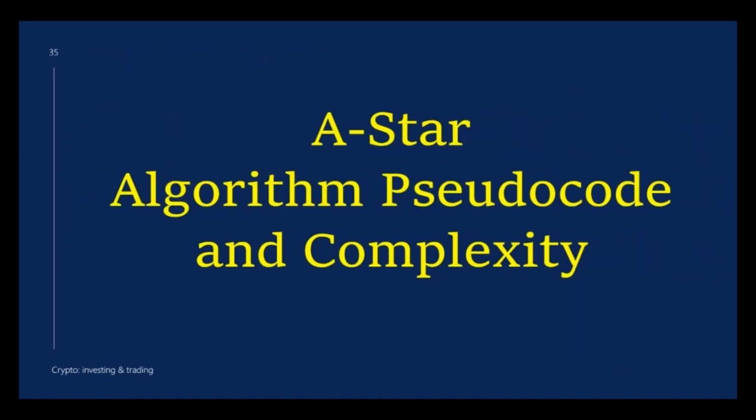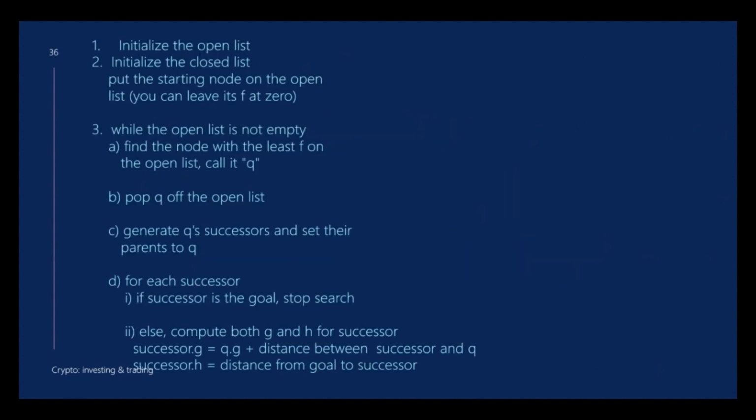Next, I'll talk about A-star algorithm pseudocode and complexity. First of all, the pseudocode. Now, the pseudocode is divided into many steps. First of all, initialize the open list and closed list. Open list is a set of all nodes whose cost has been identified, but we are not yet sure whether it is the shortest path or not to that particular node. And closed list is a set of all nodes whose shortest path is already found out.